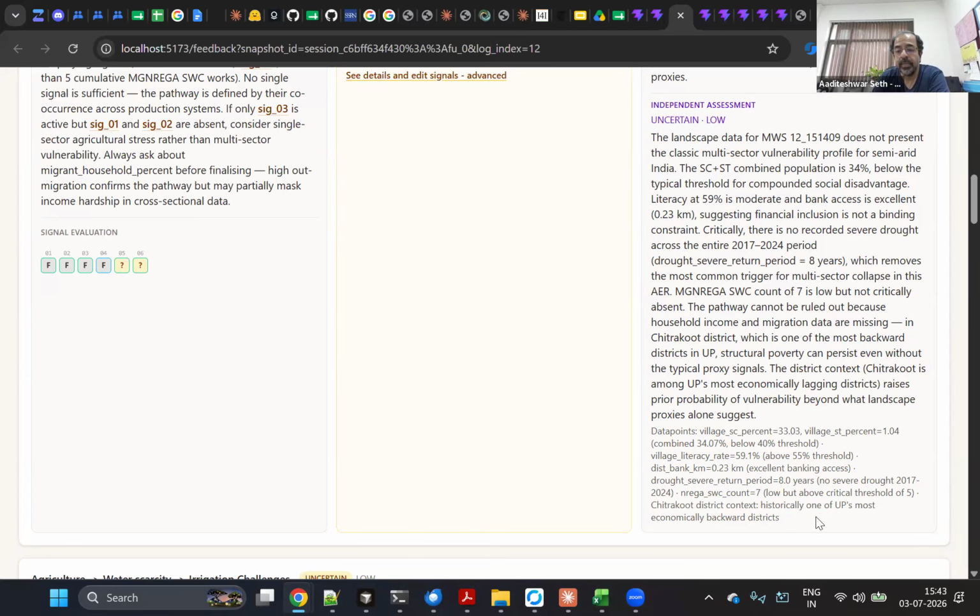It used the data and figured out the thresholds on its own. It believes that 59% literacy is okay, and it knows that a bank within 0.3 kilometers is pretty good. It knows that it should check for drought, and that a drought return period of 8 years is not too bad. NREGA count of 7 is low, but it says it's not critically absent. So it's pretty amazing.